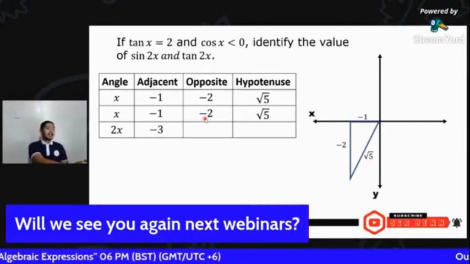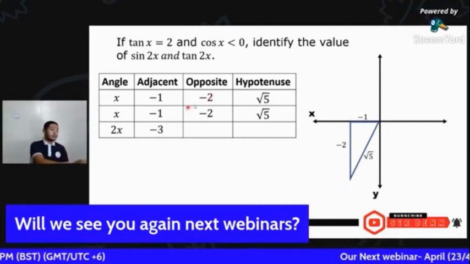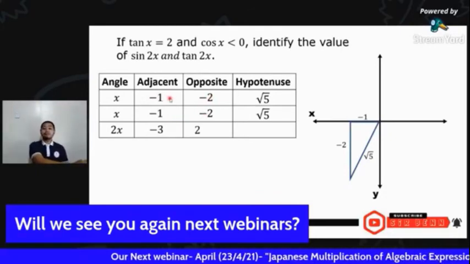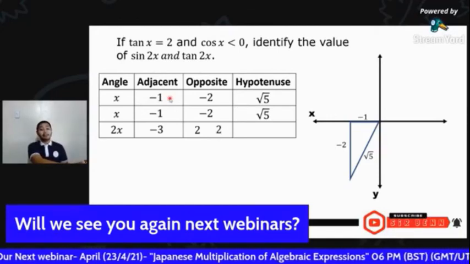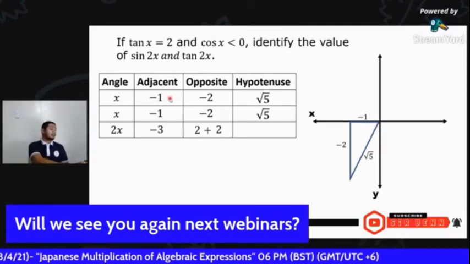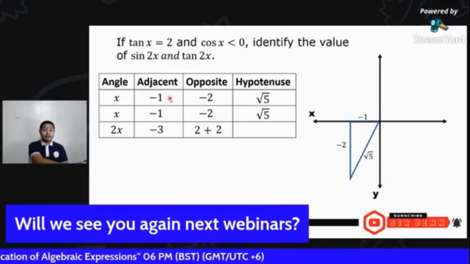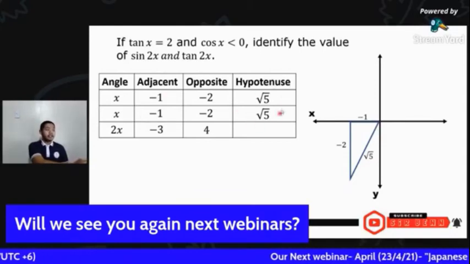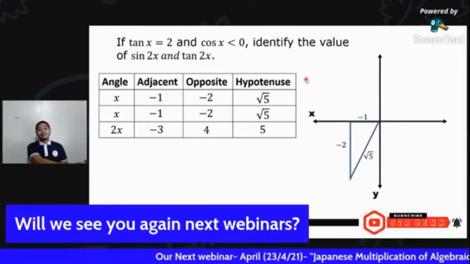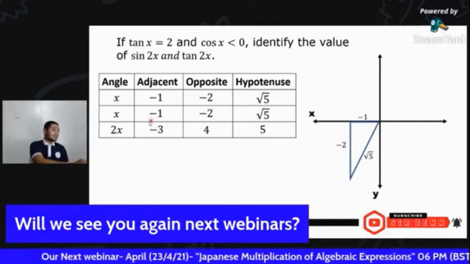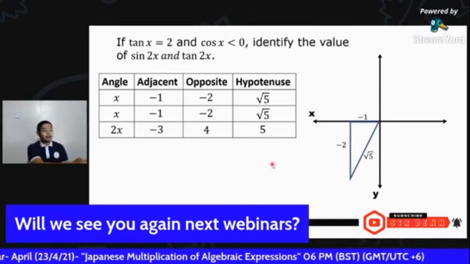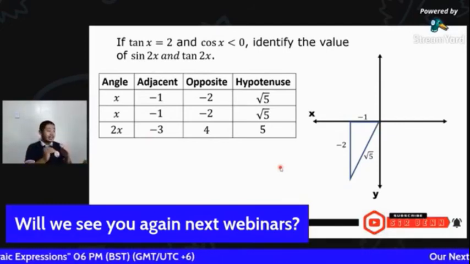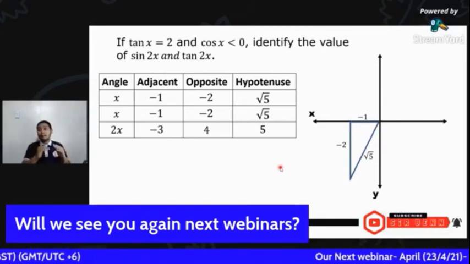Next, for the opposite side of 2x, we multiply these two numbers. That would be 2. And then multiply these two numbers. That would be 2. And then proceed to addition. So 2 plus 2, and that will be 4. And then for the hypotenuse of 2x, we simply multiply these two numbers, and we will get 5. So you will notice here that these three numbers are actually Pythagorean triples. Same with the numbers that we attained a while ago. The numbers that we are attaining on the last row are all Pythagorean triples.